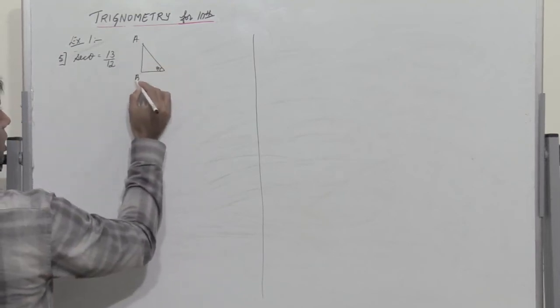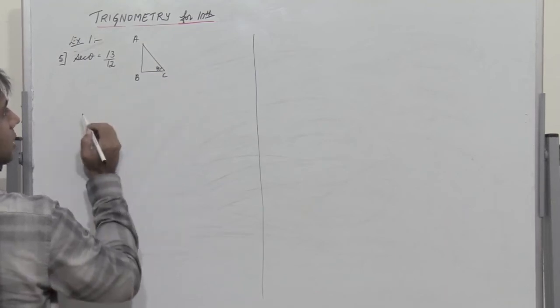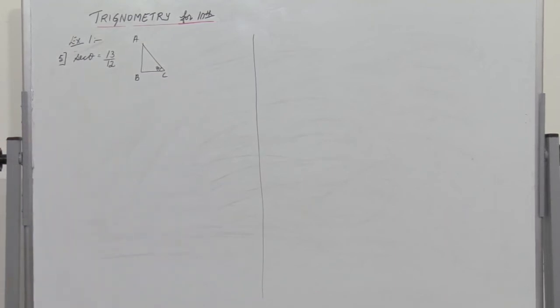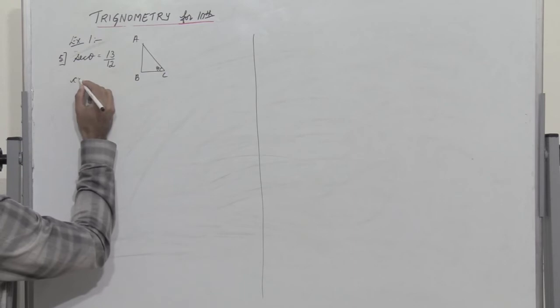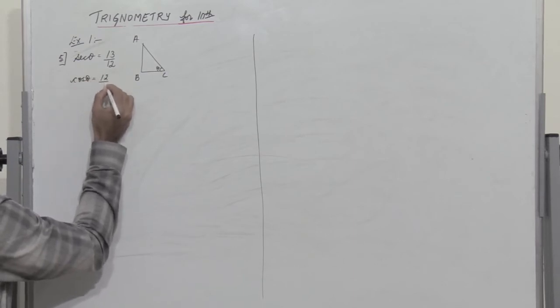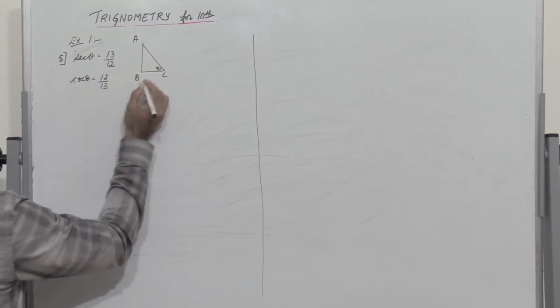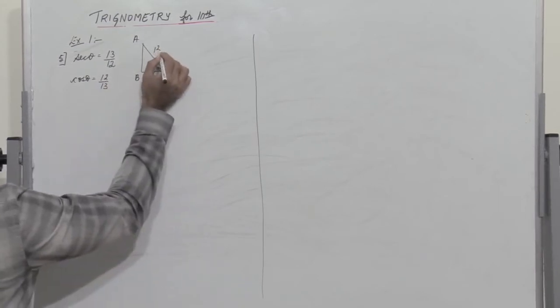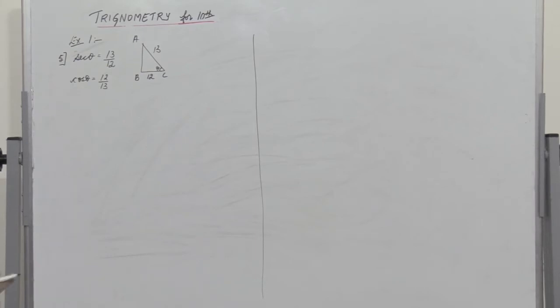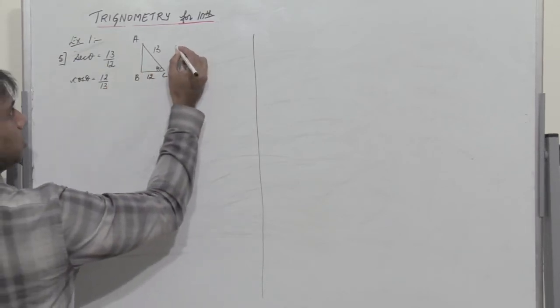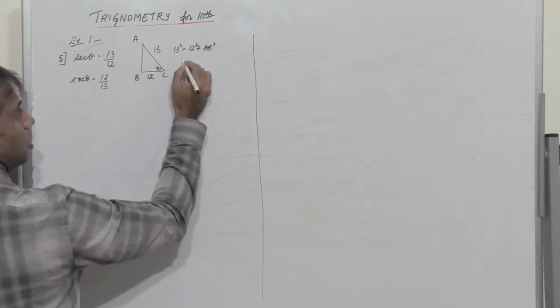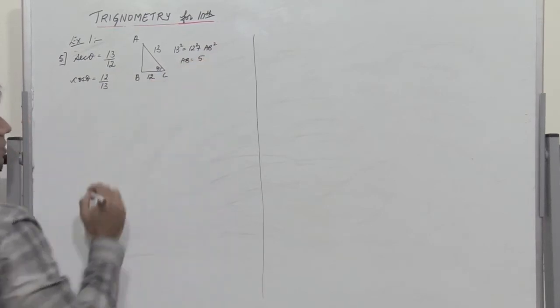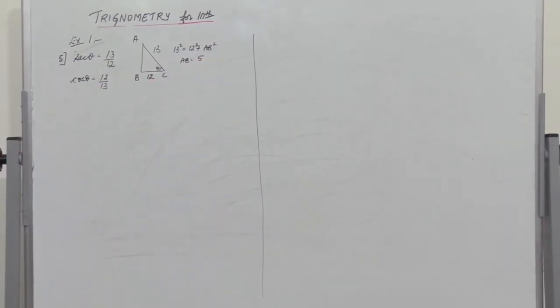So this is triangle ABC, and this is the angle theta. Secant theta is 13 by 12. We know that secant is the reciprocal or the inverse of cos theta, which is 12 by 13. Now cos is nothing but adjacent side divided by hypotenuse. So now I need to find AB. We know that 13 square is 12 square plus AB square, so AB is 5. Right? As I already told you, one of the Pythagorean triplets is 5, 12 and 13.